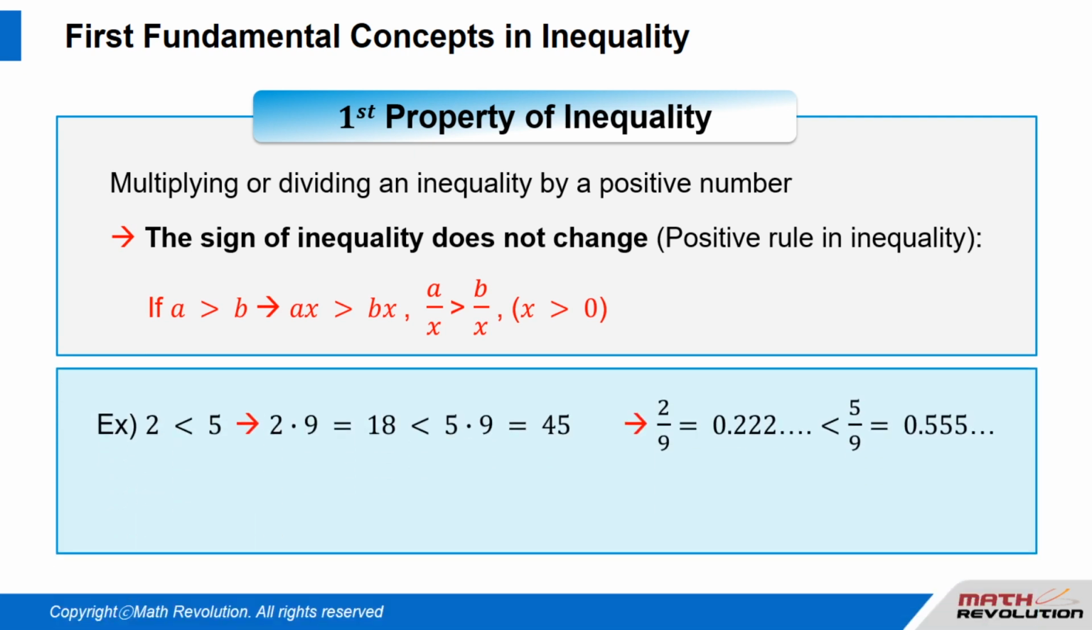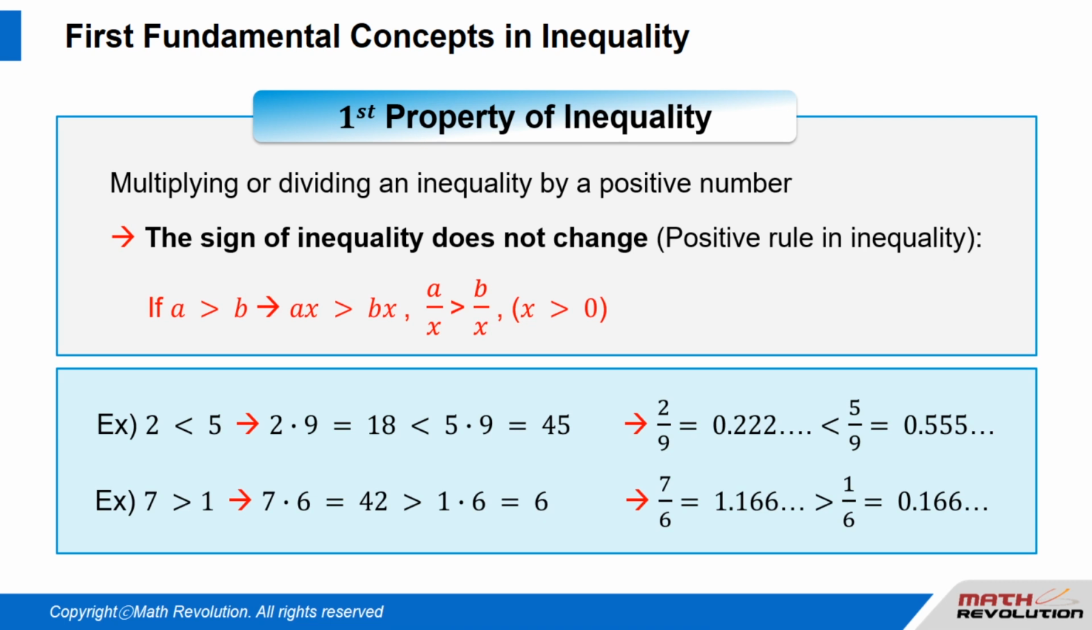For example, 2 is less than 5 means that 2 times 9 equal to 18, which is less than 5 times 9, which equal to 45, and 2 over 9 equal to decimal 0.222 recurring is less than 5 over 9, which is decimal 0.555 recurring. 7 is greater than 1 means that 7 times 6 equal to 42, which is greater than 1 times 6, that equals to 6, and 7 over 6 equal to 1.166 recurring is greater than 1 over 6, which equals to 0.166 recurring.